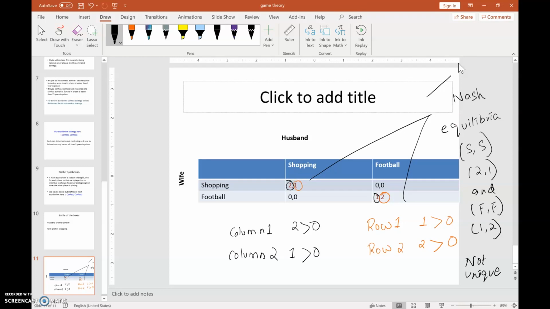Alright, hope this makes sense. Basically the column and the row approach. Thank you very much.